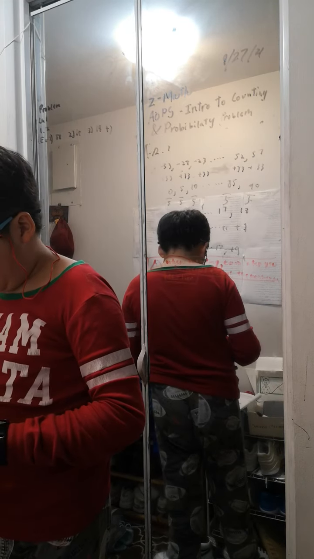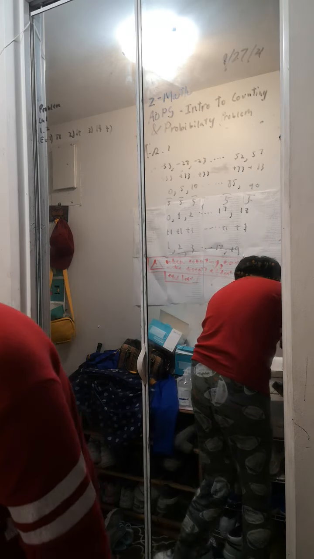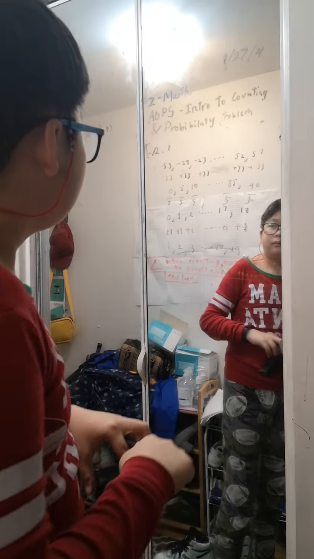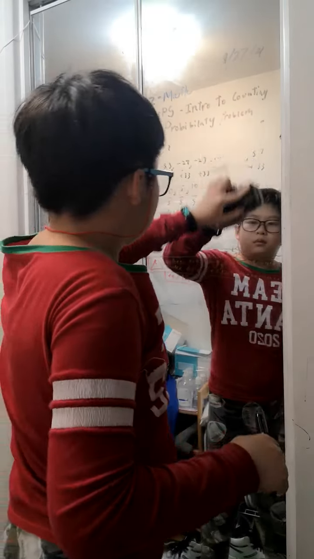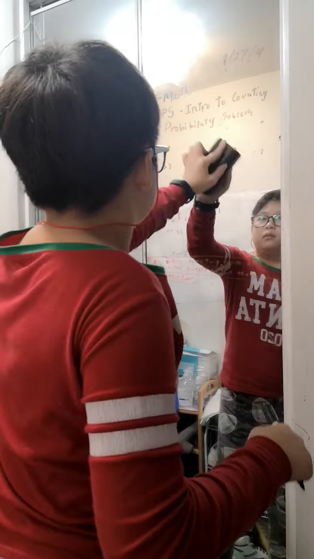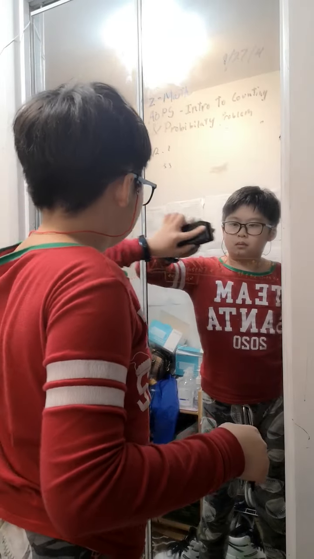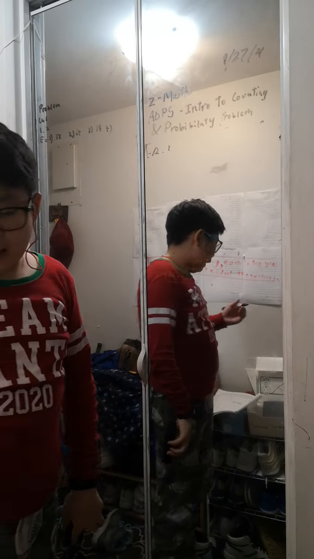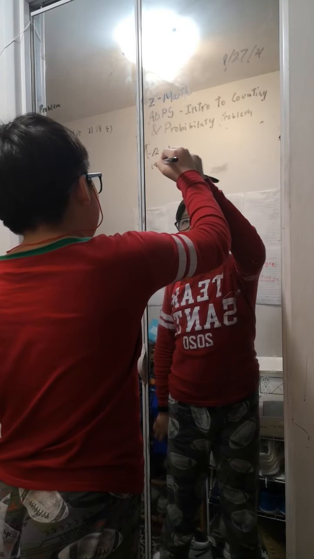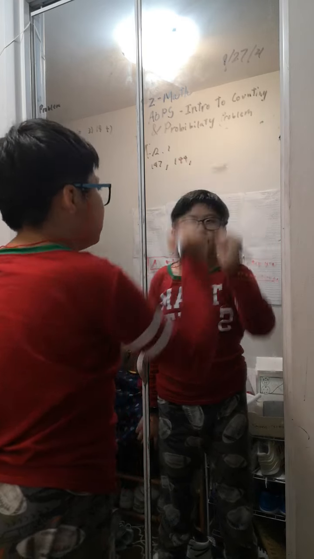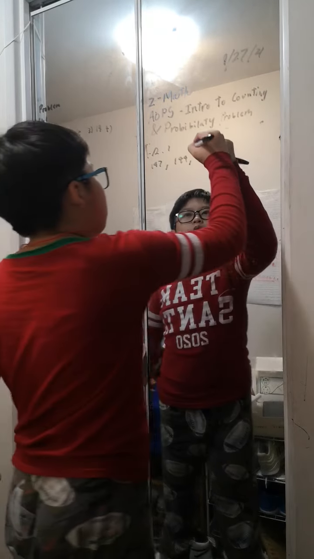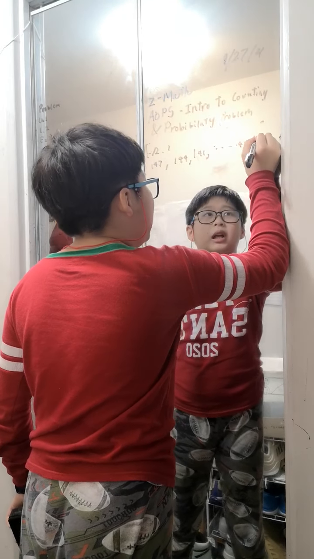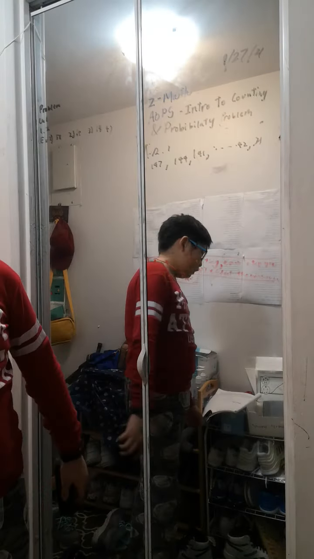Problem number 4: how many numbers are in the list 147, 144, 141, all the way to 42 and 39? How many numbers are in this list?